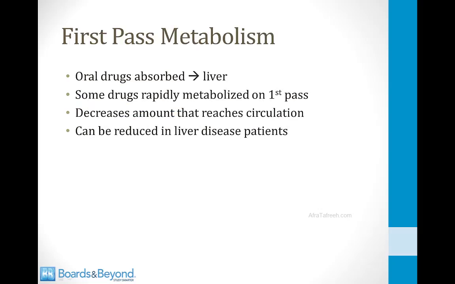So let's talk about first pass metabolism. Oral drugs that get absorbed go directly to the liver, and some drugs are very rapidly metabolized such that on the first pass, a significant portion of the drug is eliminated before any of the drug gets to the systemic circulation. So this first pass metabolism can decrease the amount of drug that reaches the systemic circulation. And one caveat about this that's high yield to know is that in patients with liver disease, the amount of first pass metabolism can fall. This means more of the drug may reach the systemic circulation than you would ordinarily expect.